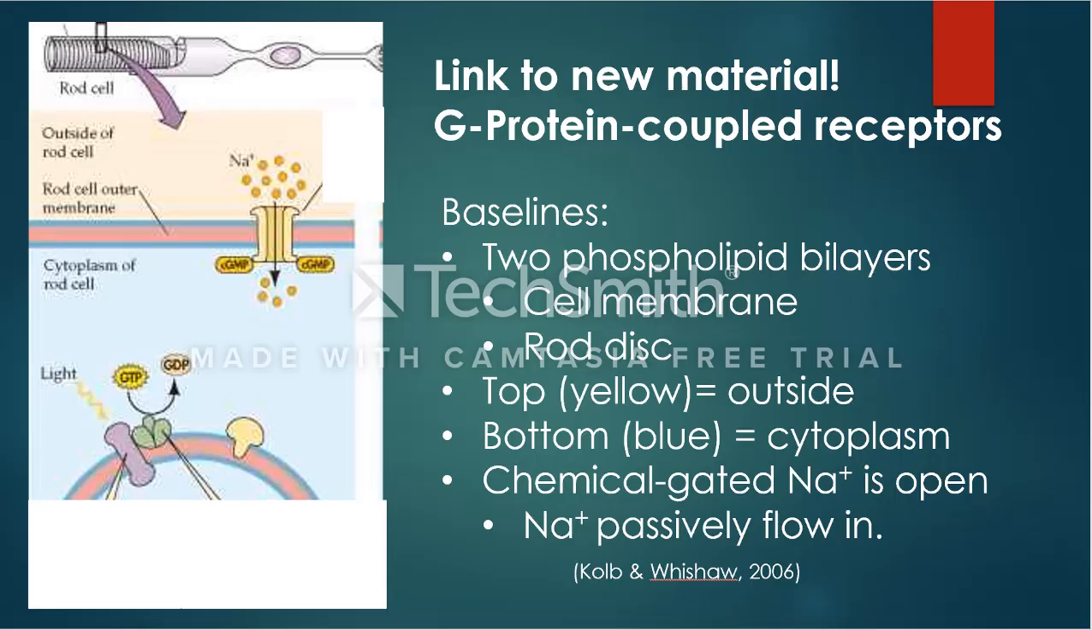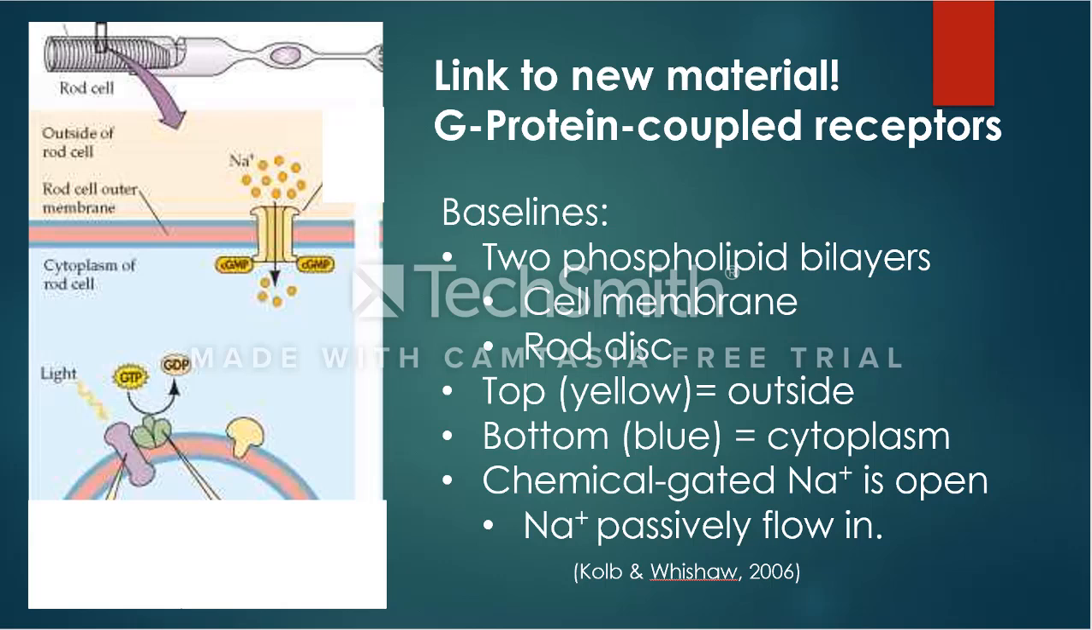Alright, so now we're going to integrate some of our new knowledge, or learn something new, and apply that to what we've already learned in past biology classes. If you could look at that image on the left-hand side of your screen, we have the rod cell, and then we have a very close-up of the rod cell. Here we can see that there are two phospholipid bilayers. This one where my pointer's at is the cell membrane. And then you have another phospholipid bilayer. This is going to be the rod disc membrane.